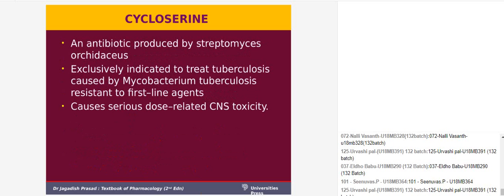And cycloserine is an antibiotic produced by Streptomyces orchidaceus, exclusively indicated to treat tuberculosis caused by Mycobacterium tuberculosis resistant to the first-line drugs, and causes serious dose-related central nervous system toxicity.